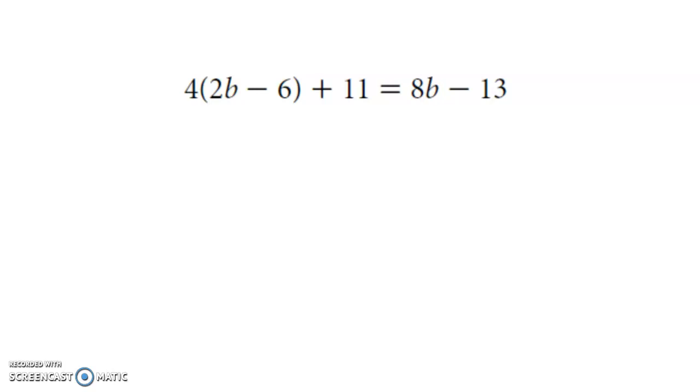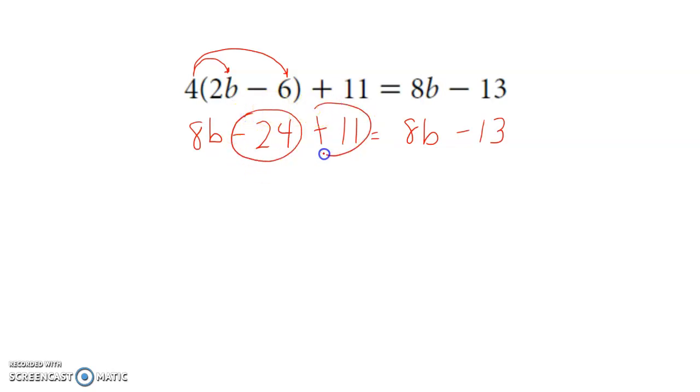Again, I'm going to want to simplify before I solve. So when I do that, I'm going to distribute that 4. I'm going to get 8b minus 24 plus 11 equals 8b minus 13. Okay, so here we go. I'm going to combine my like terms. My negative 24 plus 11, I get 8b minus 13 equals 8b minus 13. That's interesting. Both sides are exactly the same.